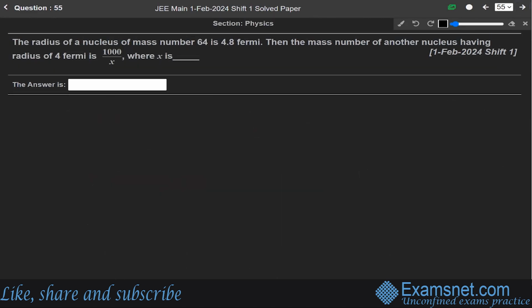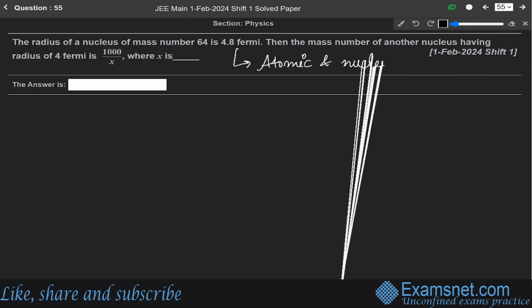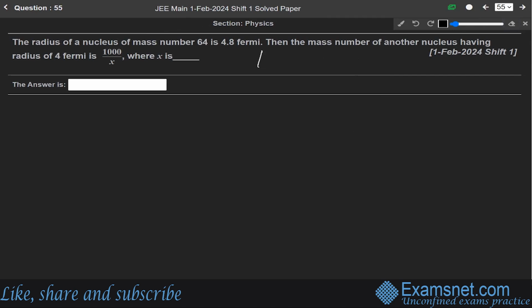Now next question 55. The radius of a nucleus of mass number 64 is 4.8 Fermi. Then the mass number of another nucleus having radius of 4 Fermi is given by 1000 over x. We have to find the value of x. So this question is from the chapter of atomic and nuclei physics.